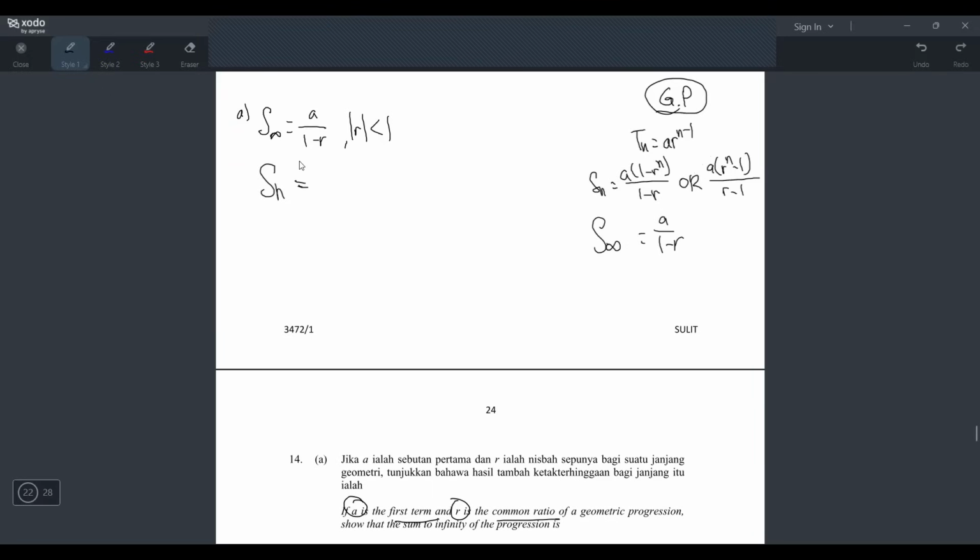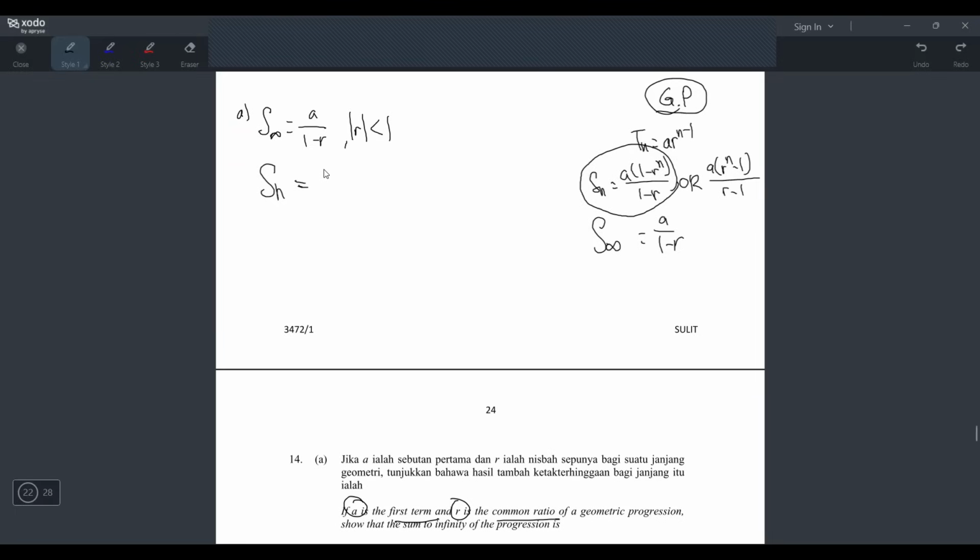Okay, so now after writing all the formulas for geometric progression, I will show you how to prove it. You will prove this using the Sn formula, but which one? This one, because the denominator of the S infinity formula is 1 minus r, so it's easier to do it with this instead of the other one. But actually you can prove it with the other one also. It's just that you have to do a little bit of extra working.